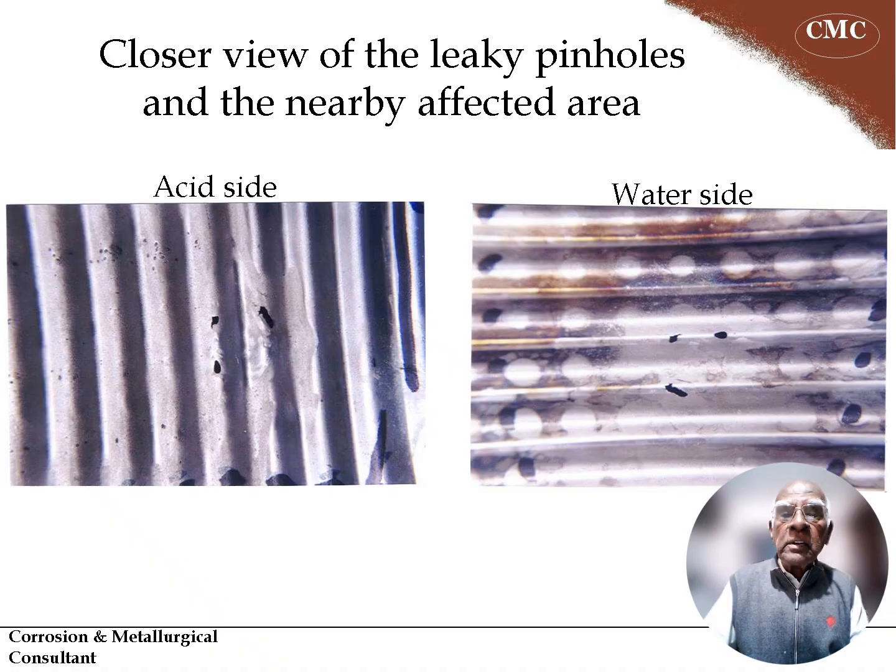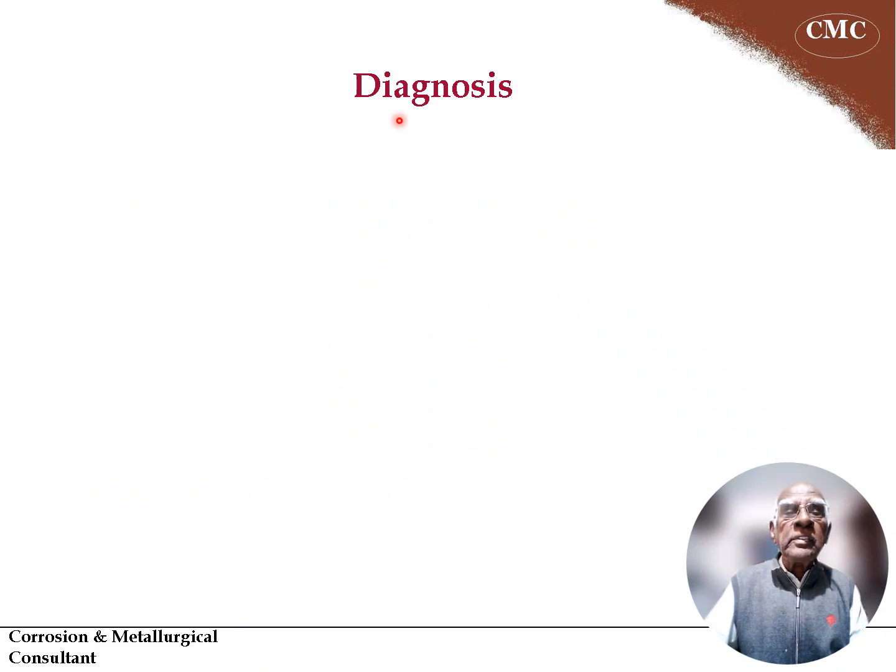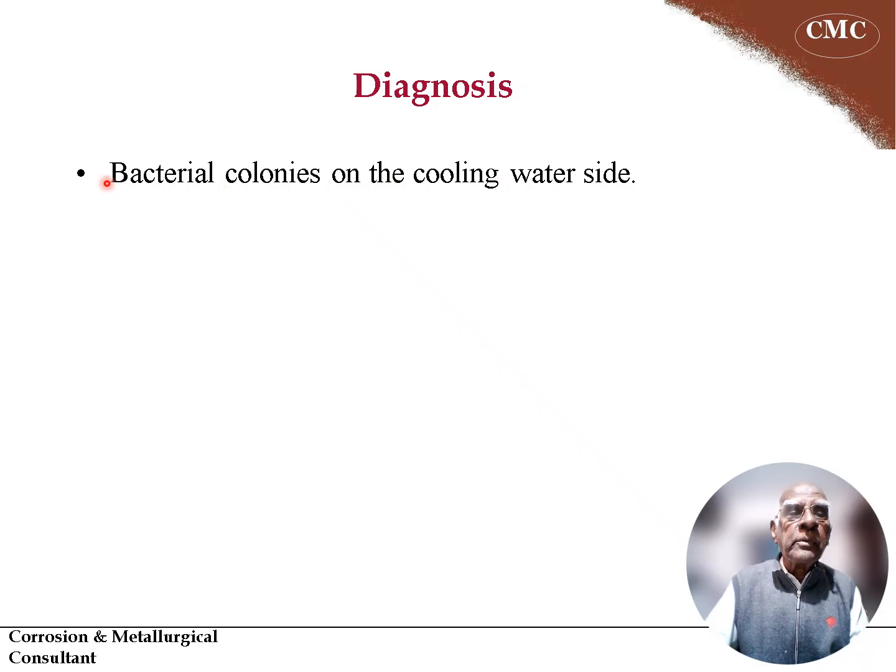And so the water has apparently not been treated against bacteria attack. Hence this attack has formed due to the dilute acid side, and dilution has occurred due to water. So the diagnosis is bacterial colonies on the cooling water side have formed, and bacterial colonies act as corrosion sites where local corrosion takes place, because bacteria always gives rise to very specific acidic localized solutions which lead to pitting corrosion.